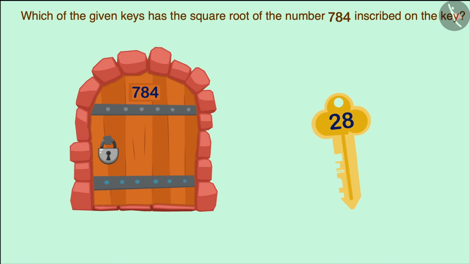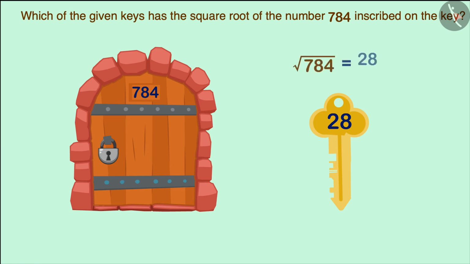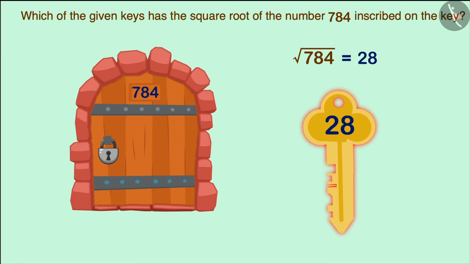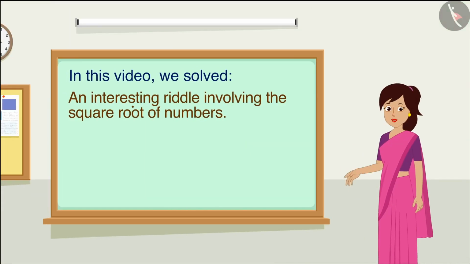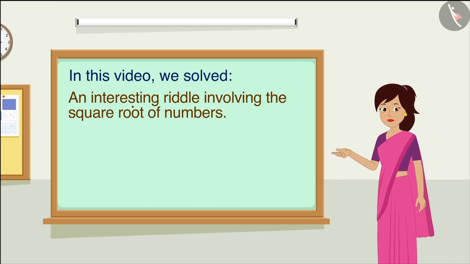Now, we only have the key with 28 inscribed on it, which will open this lock because the square root of 784 is 28. So, the correct key will be the key with the number 28 inscribed on it. So, in this video, we solved an interesting riddle involving the square root of numbers. Thank you.